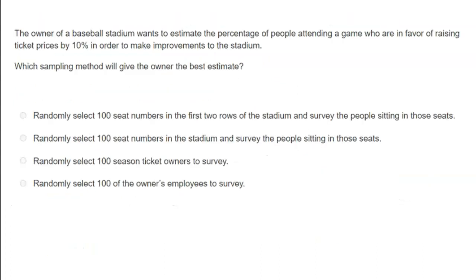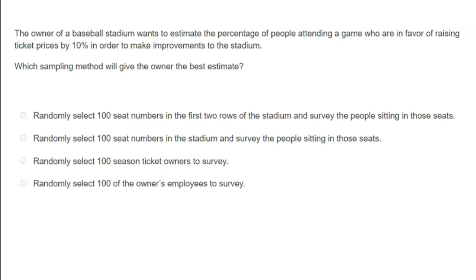The owner of a baseball stadium wants to estimate the percentage of people attending a game who are in favor of raising ticket prices by 10% in order to make the improvements to the stadium. Which sampling method will give the owner the best estimate? Randomly select 100 seats in the first 2 rows of the stadium and survey the people.